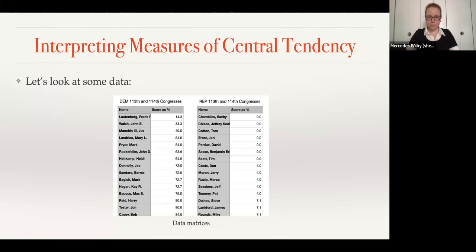Hey everyone. So I just wanted to take a minute to talk a bit more about interpreting measures of central tendency. Right, so we talked about the three major measures of central tendency: the mean, the median, and the mode. We know that the mean is just an average. The median is the middle number, the 50th percentile, and the mode is the most common number.